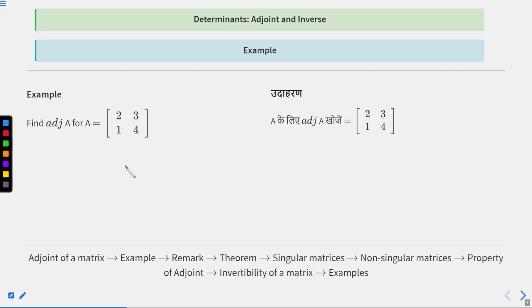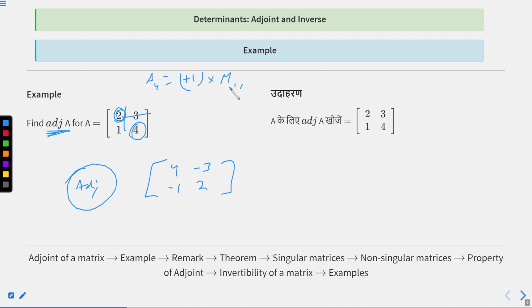Quite simple. We all know about the cofactors of it. Adjoint you can directly find, if you remember what we mean by adjoint: just replace the main diagonal entries, so 4 and 2, and give an extra minus sign to the remaining entries, so this will be your adjoint. Yes, if you remember. Why? As you can see, first of all, the cofactor for this position A11 will be +1 multiplied with M11. M11 will be this, so 4.